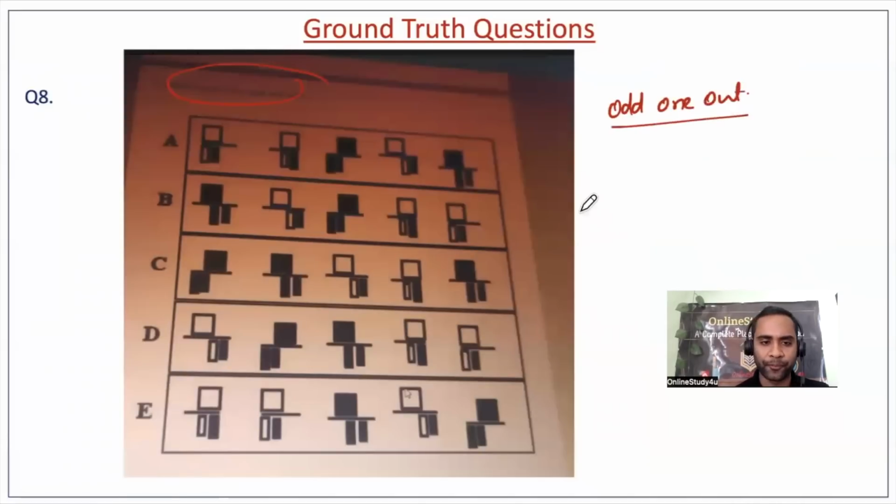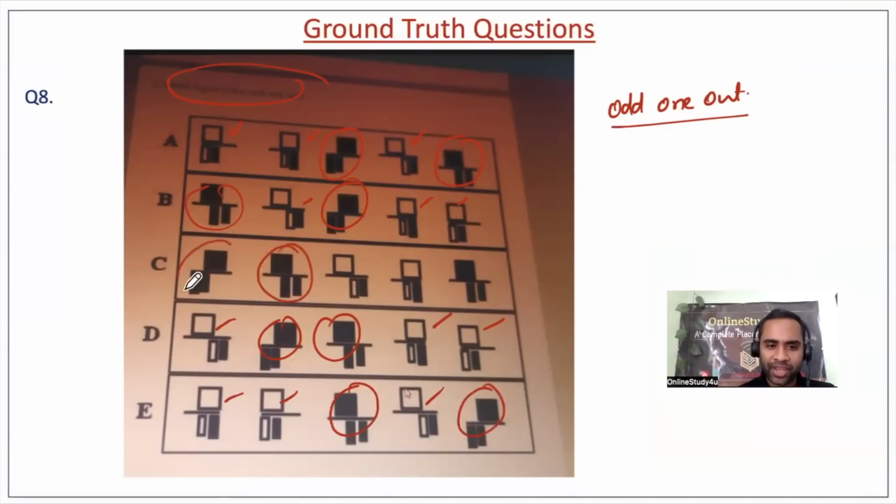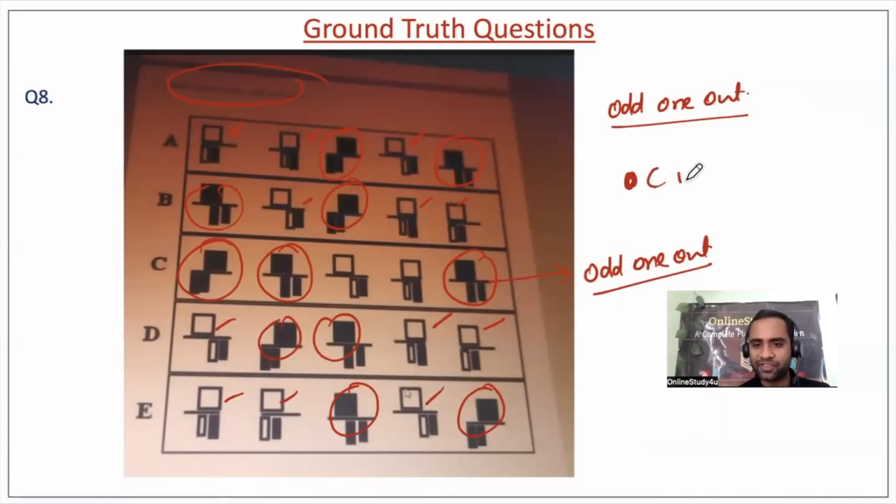Now friends, if you see, we have 3 blank and 2 dark. Again here 3 blank and 2 dark, and here 3 blank and 2 dark. Here if you see, we have 3 dark, so this is nothing but the odd one out. So you have to mark option C as the correct answer, right? Friends, for one question there might be some other logic as well, but at the end your answer has to be the same.